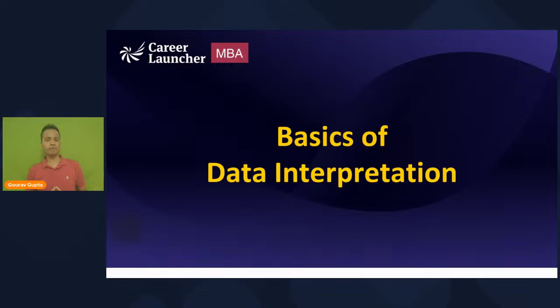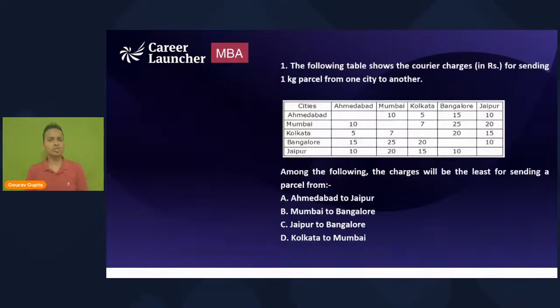There's one question related to this only. Have a look at this question, try to interpret the data that is given to us, and then answer the question that follows. The question says that the following table shows the courier charges in rupees for sending a 1 kg parcel from one city to another city. You can have a look at the table, read the question given below the table, and then answer the question. You are given four options.